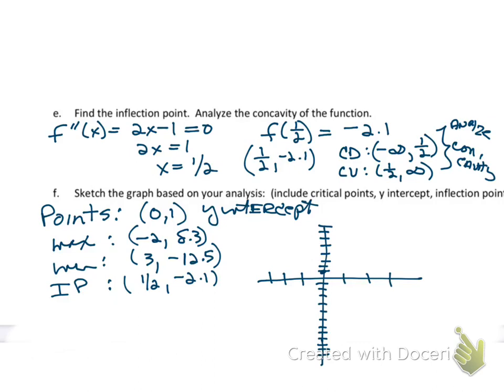Okay, so then the next one, negative 2, comma, 8.3. So say that's right there. Then I have a minimum at 3, comma, negative 12.5. Let's say that's there. And then my inflection point is going to be at positive 1/2, and then negative 2.1. So let's say it's there. So once you put your points on your grid, you should see that things will flow nicely. Okay, so that's a good sketch based on our analysis.